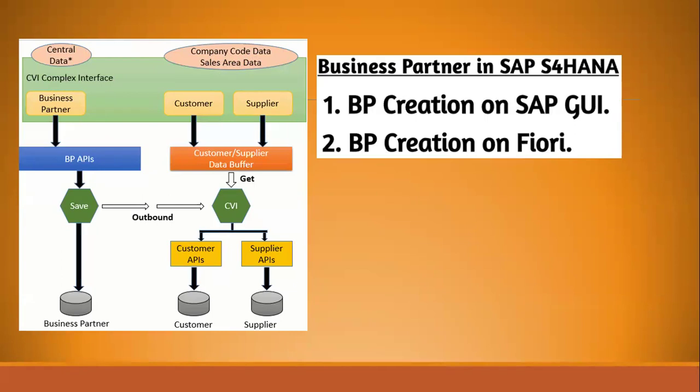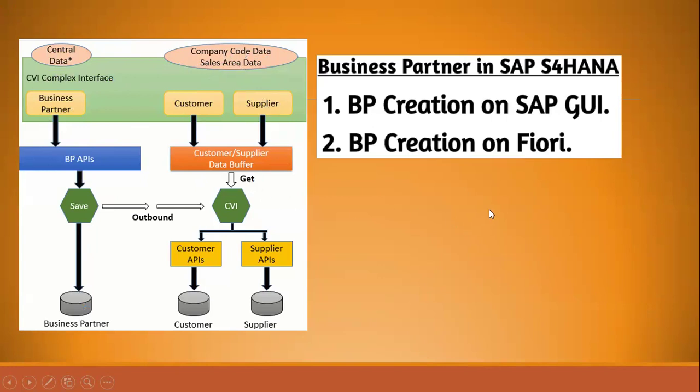But in S4 HANA, first you create the central data, that is a business partner. First you create a business partner, then you extend that to your company code or your purchasing organization. That is the same thing he is explaining here. So first you create the central data and save it, then you extend it to the company code data, sales area data or purchasing organization data.